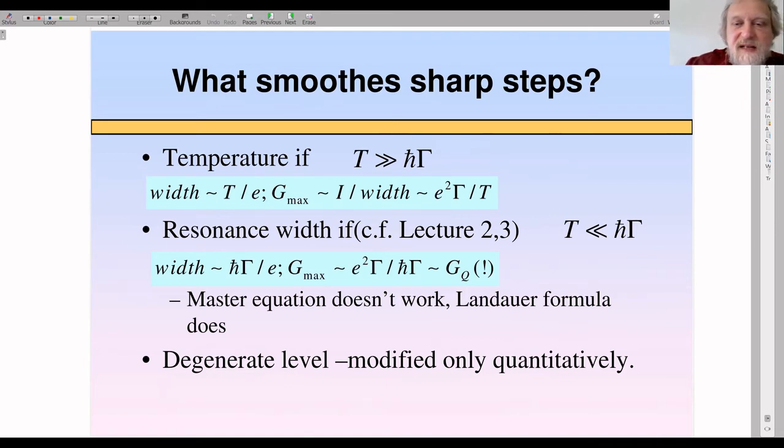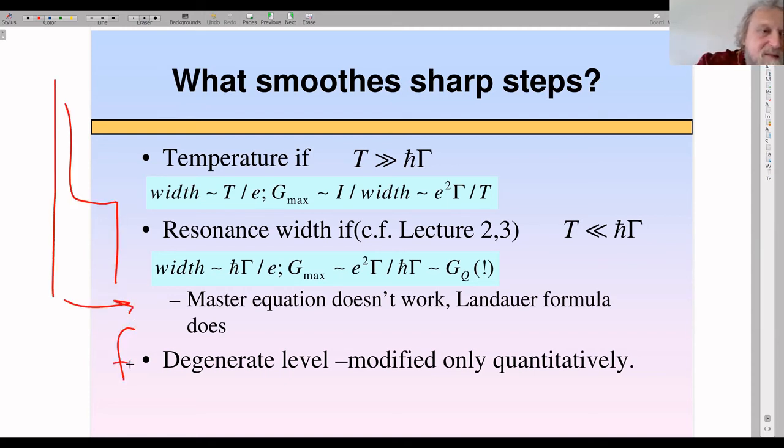One has to think about this because eventually a sharp current step means big conductance, right? The conductance is the derivative of current with respect to voltage. Sure, there must be something which makes this conductance finite. There must be something which smooths sharp steps. Well, it can be smoothed by temperature. Just a filling factor in the lead is not a step-like function, as we remember. With temperature, it can be smoothed. That would smooth the step.